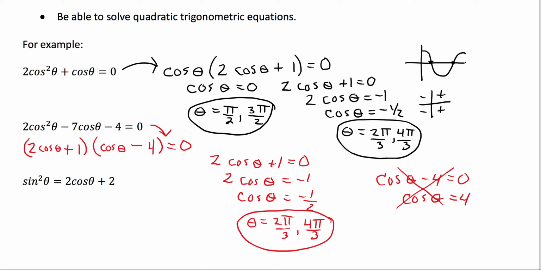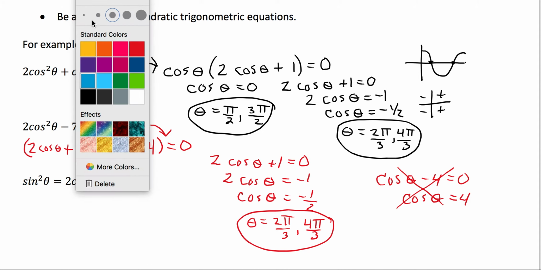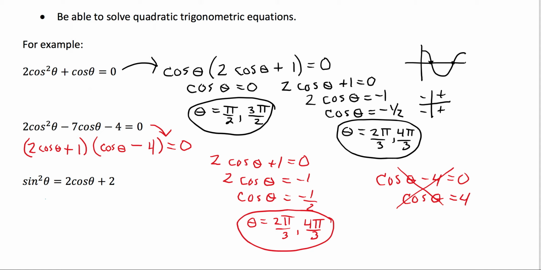For the third one, we notice that we have 2 different functions, sine squared and cosine, and in order to factor or work the problem, we have to have the same function. So I'm going to take my identity. Remember, the identities that you're going to be using on these are the Pythagorean identities. You may need to go back and review those, make sure that you know those identities.